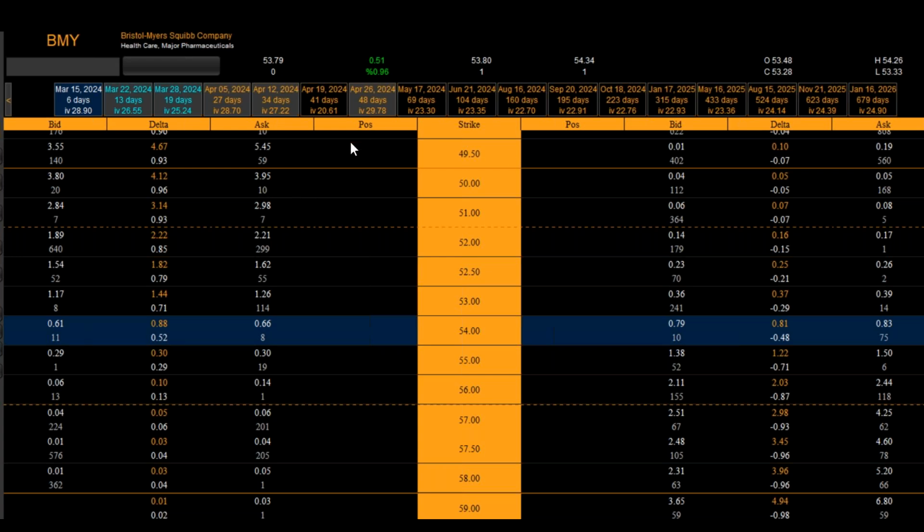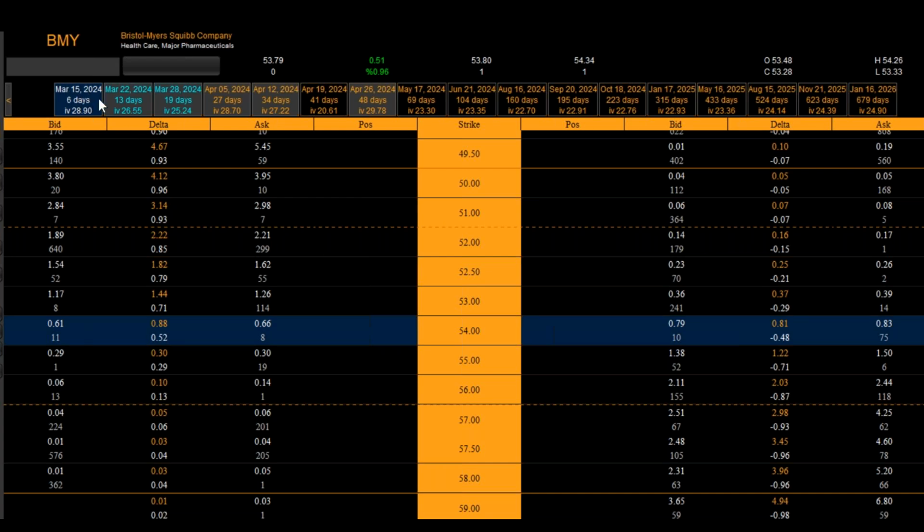So this is what's called an option chain. This is for Bristol Myers. It's from a few months ago, but basically I'm just going to go over the elements of an option chain. First of all, on the left side, these options here are the calls. These are what you would buy if you were going bullish. These are the puts. This is what you would buy if you were going bearish. So this is the call side. This is the put side.